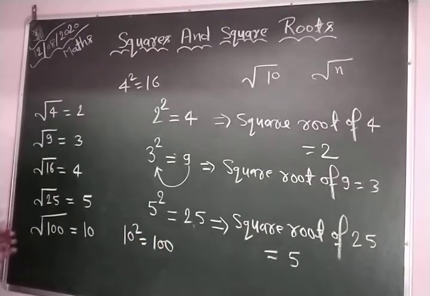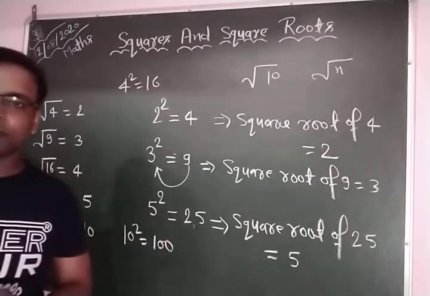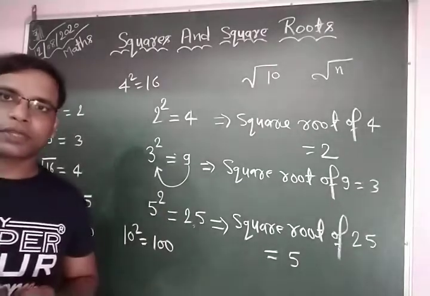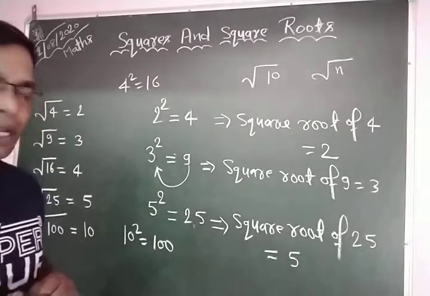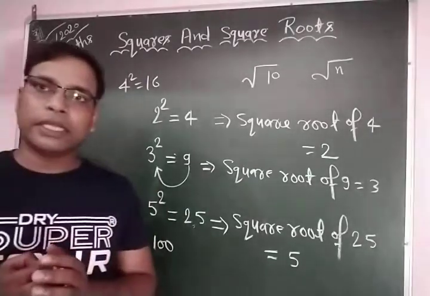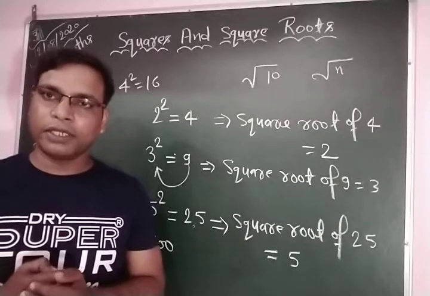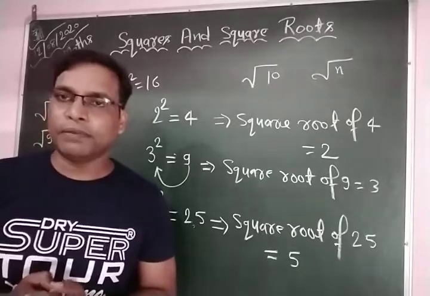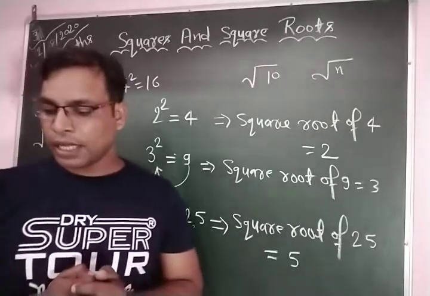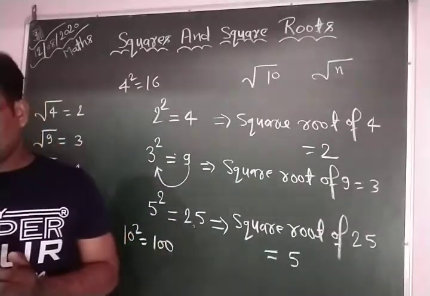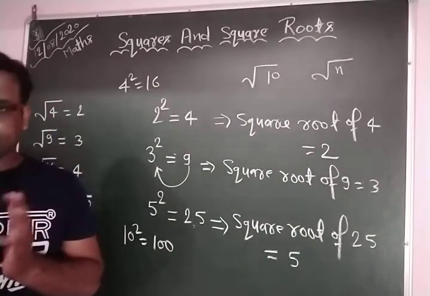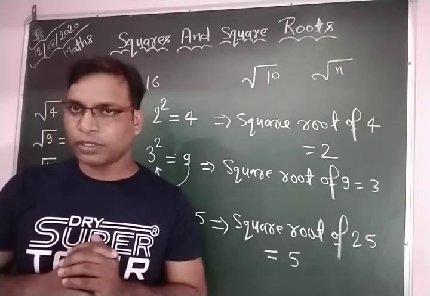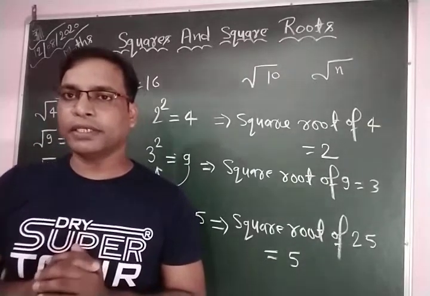Clear? So students, I hope all of you understood what a square root is and how to find a square root. There are several methods. We discuss here the 3 important methods: the prime factorization method, the division method, and the repeated subtraction method. Okay, so here we are going to discuss finding the square root through the repeated subtraction method.